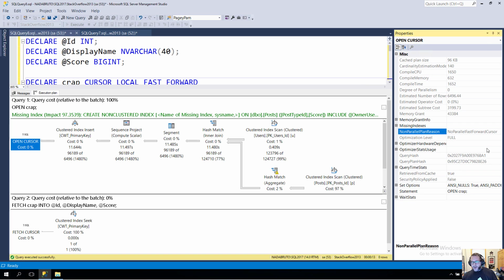But anyway, we have a non-parallel plan reason that says no parallel fast-forward cursor, which is a bit of a departure from most non-parallel plan reasons. Most of the time, when you see a non-parallel plan reason, it'll either say MAXDOP set to 1 or could not generate valid parallel plan. And could not generate valid parallel plan is an umbrella for a lot of things that we cannot have query parallelism for. Now, am I saying that parallel queries should always be used, or that they're the best, or that you should always strive to have a parallel query?